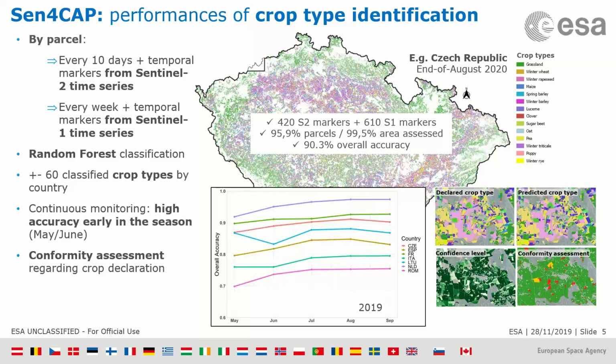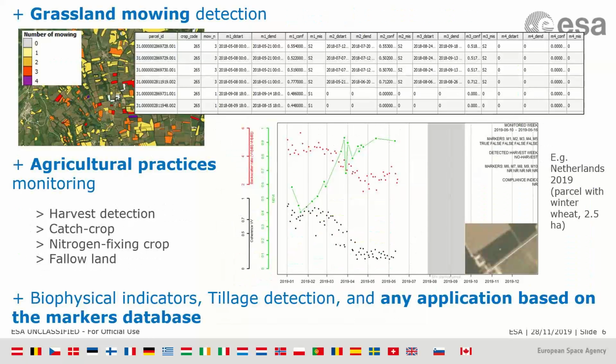And so this product is used here to compare the prediction of the remote sensing data, so the map, with the declarations of the farmer to see if this is in agreement or not. A second type of product is related to the detection of the grassland mowing. And so here, the parcels which are declared as permanent grassland by the farmer are monitored. And for these parcels, we are looking at the mowing events.